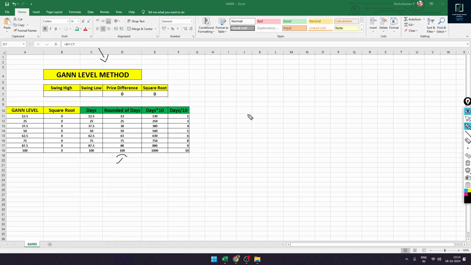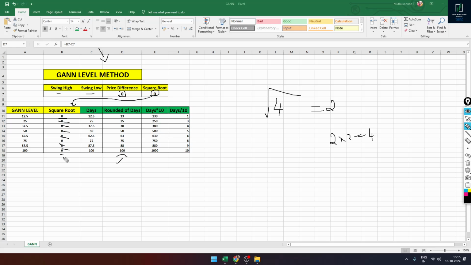Square root is nothing but, suppose the number 4, the square root of 4 is 2. Which means 2 into 2 is equal to 4, right? So similarly, there will be a high price and a low price, and high minus low gives you some number, and that number will be square rooted and plotted here in the Excel.